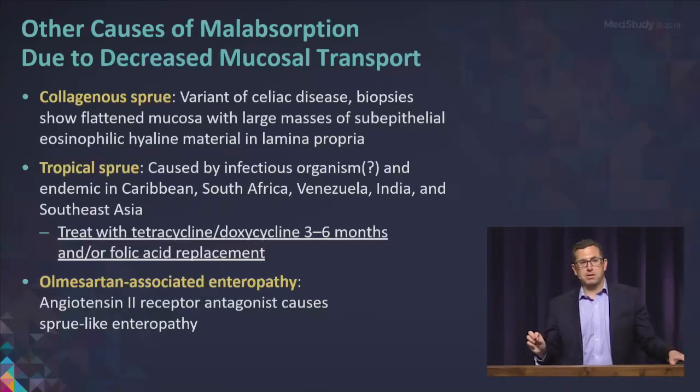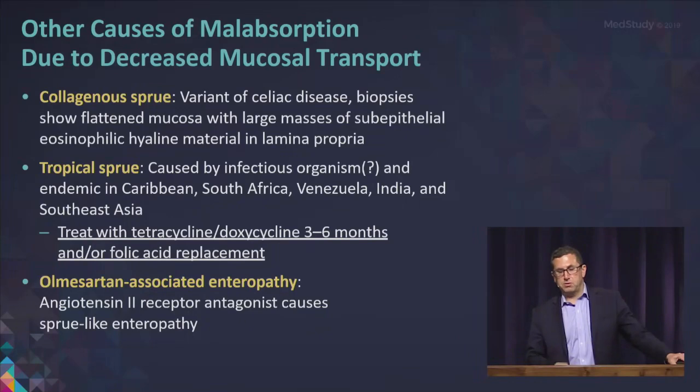And then there's an important entity called olmesartan-associated enteropathy, and this has really been recognized over the past few years. It's an angiotensin II receptor antagonist, and it causes a sprue-like enteropathy. So before you diagnose people with celiac disease, make sure your patients are not on this medicine.